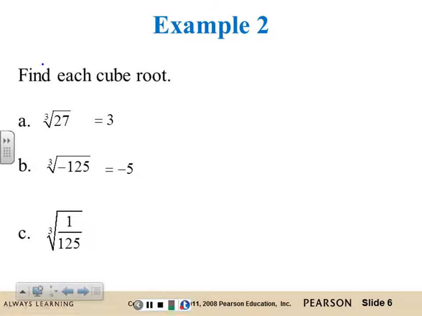And so again, letter C, 1 over 125 will not reduce. So what we're going to do is we're going to split them up, and we're going to take the cube root of 1, which is 1, and the cube root of 125, which is 5. So your answer is going to be 1/5.